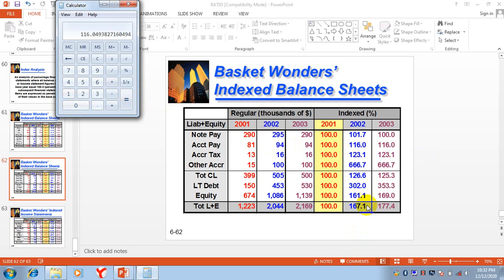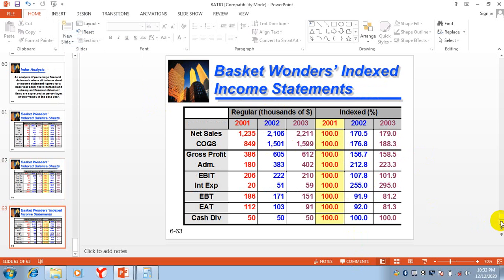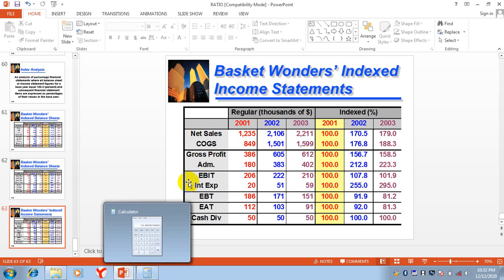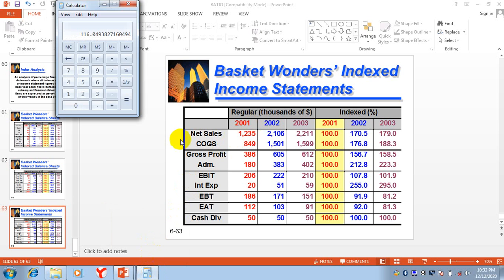So we will use the same method for converting it to percentages. Now this is our income statement. So again, I'm telling you, we will use the same method. 2001 will be equal to 100.